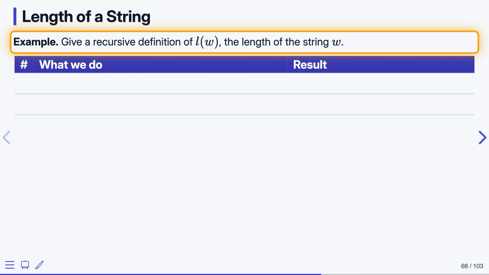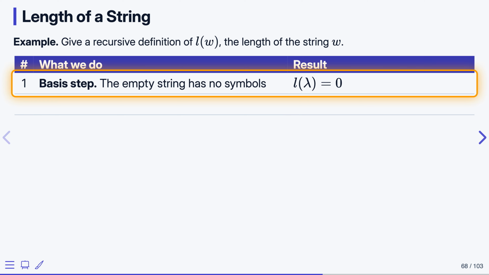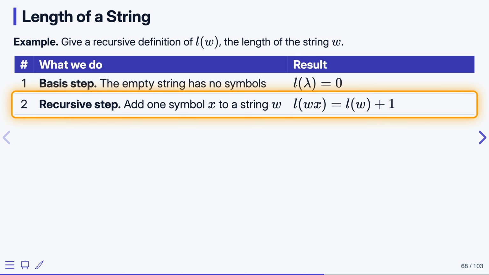We can define the length of a string by recursion too. Step 1, the basis step. The empty string has no symbols at all, so its length is 0. Step 2, the recursive step. Take a string W and add one symbol X on the end. The length of WX is the length of W plus 1.